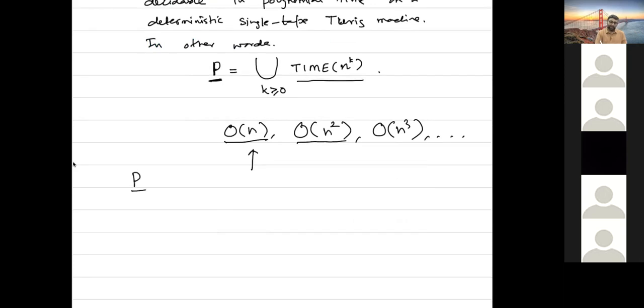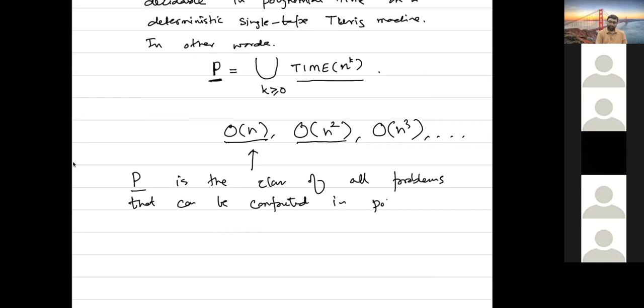In other words, we say that P is the class of all problems that can be computed in polynomial time on a single tape deterministic Turing machine. Okay, so all those problems, all those languages are in class P. So this P is for polynomial.